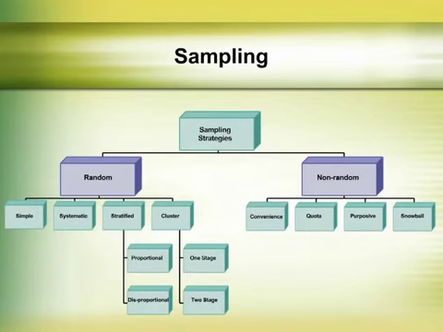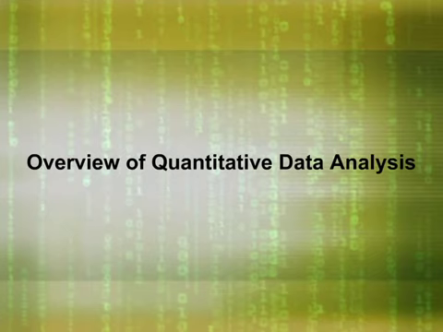There are two basic sampling strategies, random and non-random, and a number of specific strategies within each of these approaches. This table provides examples of each of the major strategies. The next section of this tutorial provides an overview of the procedures in conducting quantitative data analysis.